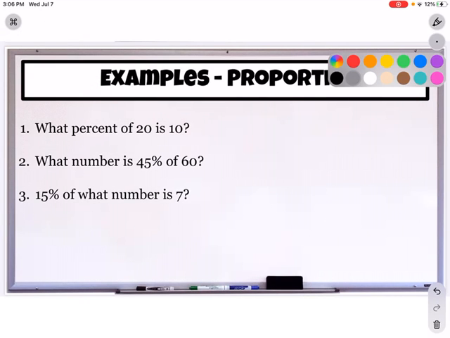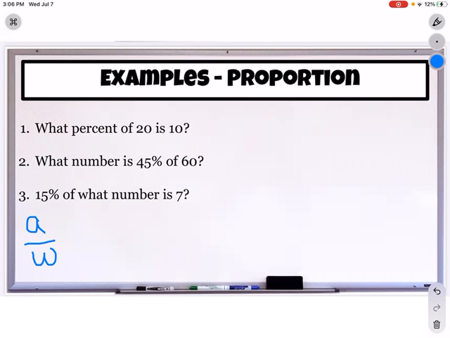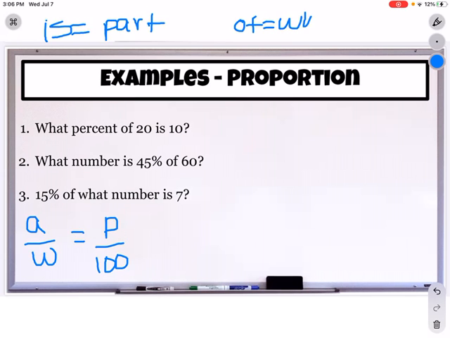Let's take a look at number 2. What number is 45% of 60? I'm going to write my formula. A over W equals P over 100. I'm also going to write is the part, and of is the whole.